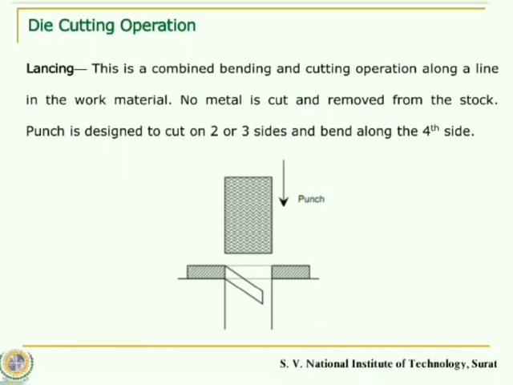Another operation is known as a lancing operation. This is a combined operation wherein bending and cutting are carried out simultaneously along a line in the work material. During this operation, no metal is cut and removed from the stock. The punch is designed in such a way that it is able to cut on two or three sides and bend the material along the fourth side.